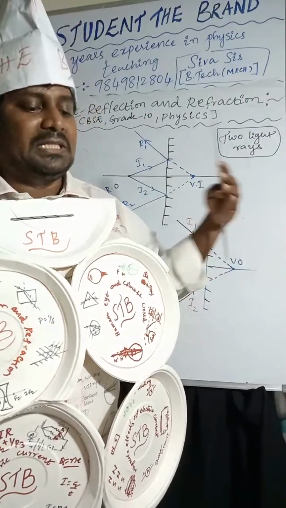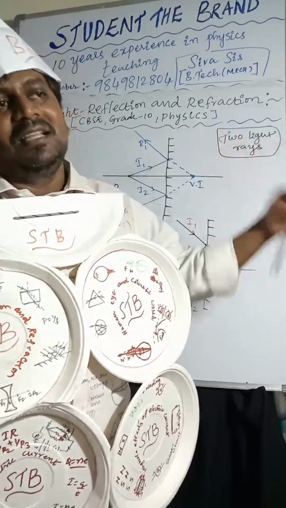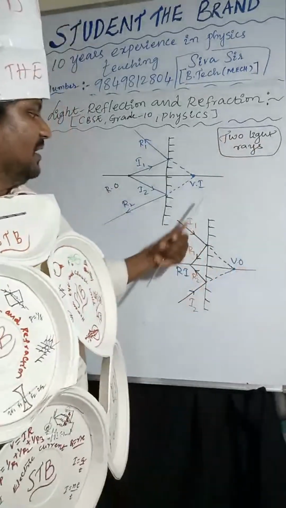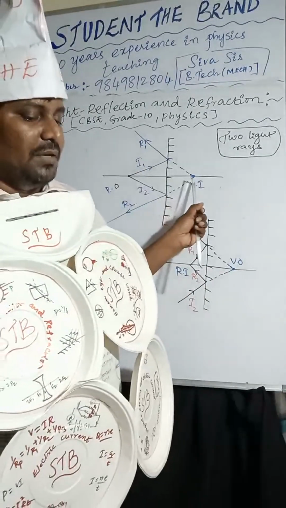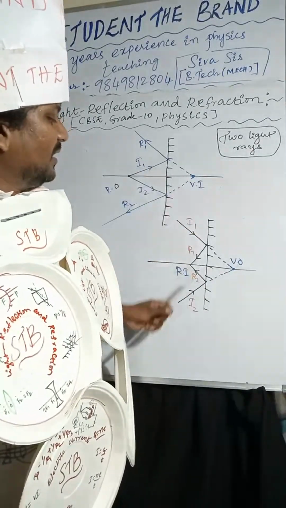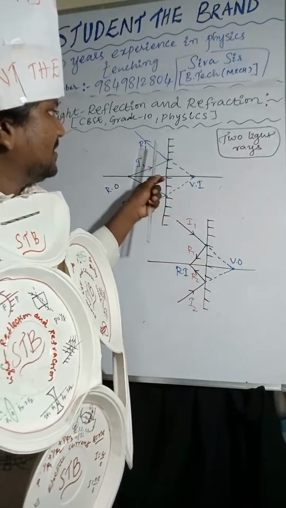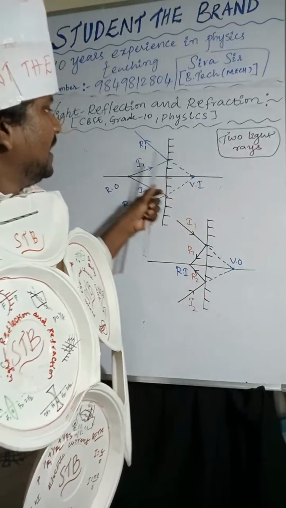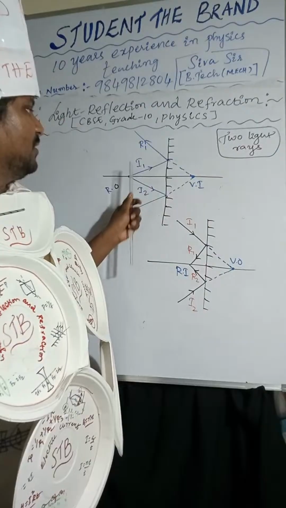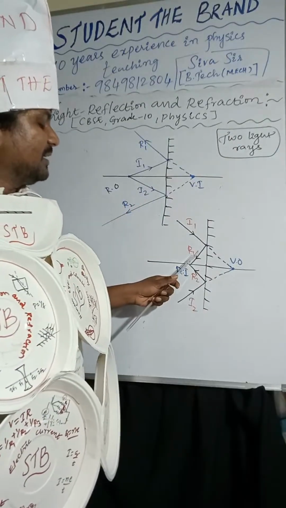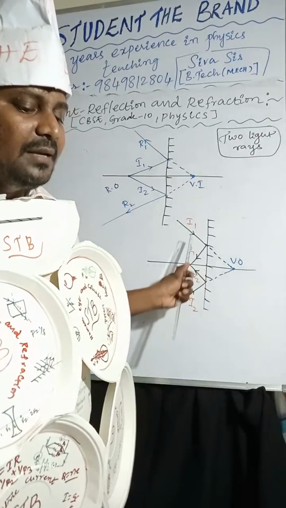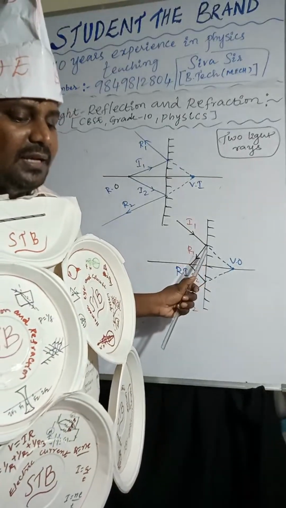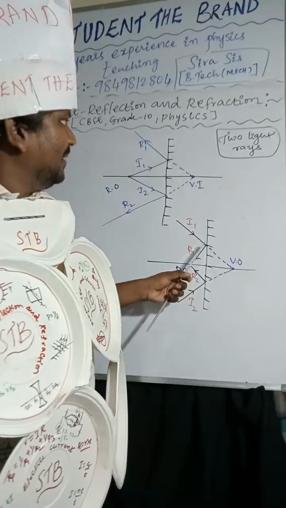So it depends on extension. If you are extending the incident rays, that gives a virtual object. If you are extending the reflected light rays, that gives a virtual image. Directly, if the reflected light rays are coming from the point, it is a real object. If the reflected light rays are meeting directly, nice.